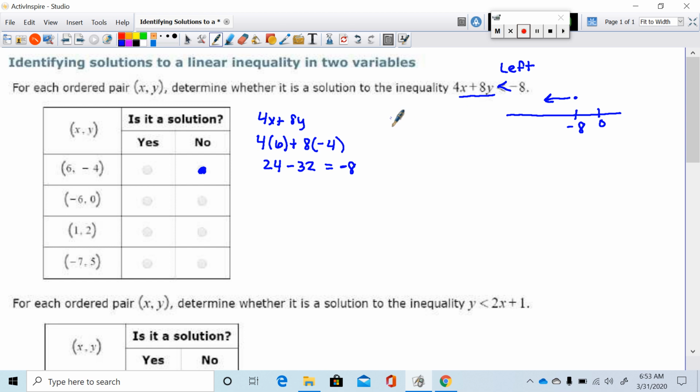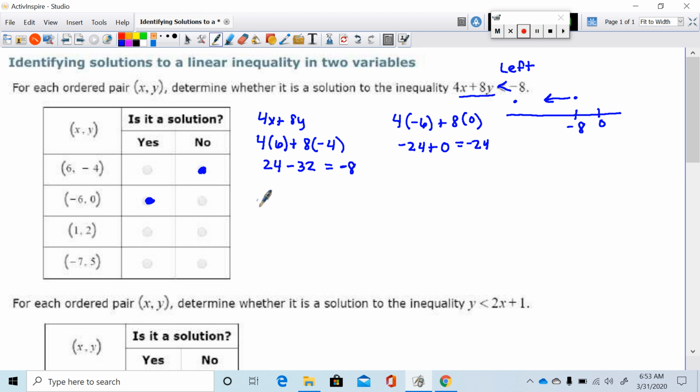Okay, let's try the next one. X is negative 6 plus 8 times y is 0. 4 times negative 6 is negative 24 plus 8 times 0 is 0, so that equals negative 24. So that would be, if this is negative 8, it would be somewhere over here. So it is to the left. So this one's a yes.